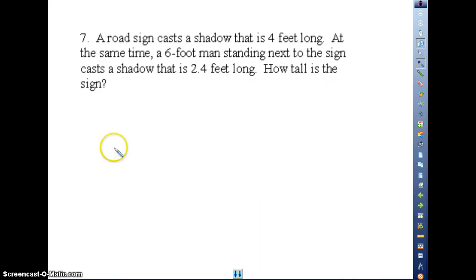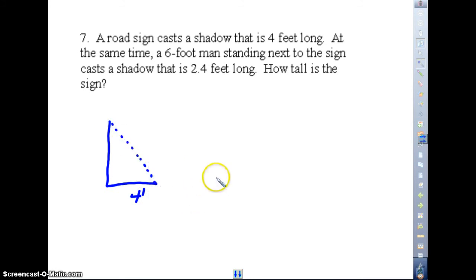Number 7, a road sign casts a shadow that's 4 feet long. Here's the sun rays right here. At the same time of day, a 6-foot tall man, here's my man, he's 6 foot tall, is standing next to the sign. He casts a shadow that's 2.4 feet long. And here's the sun rays. How tall is the sign?